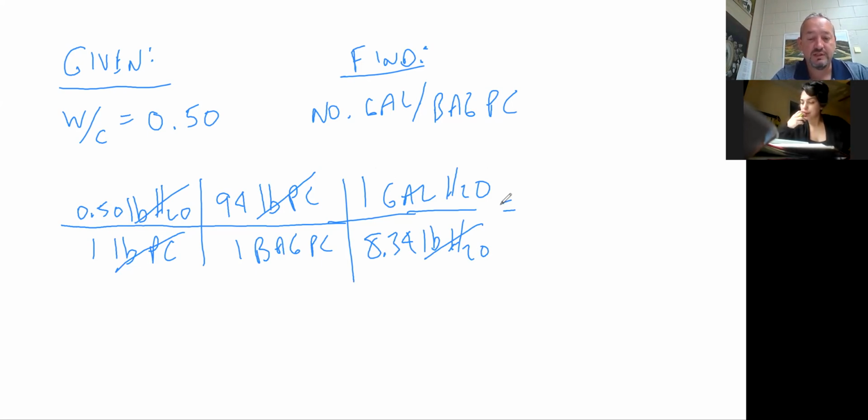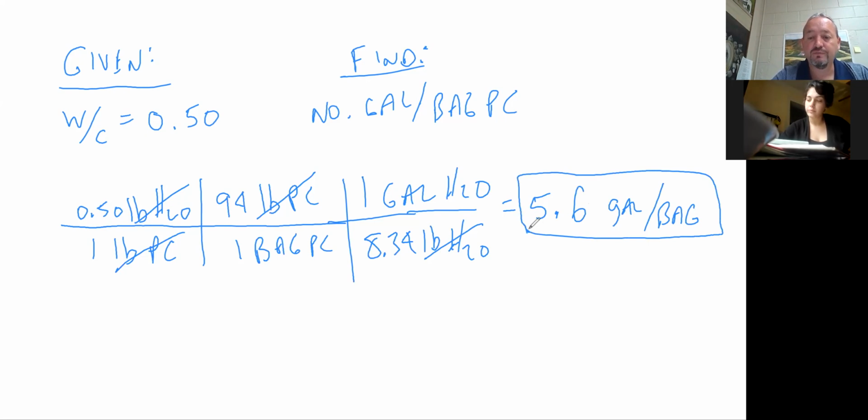So the way that I would do this would be 0.5, everything across the top I'm going to multiply, times 94 times 1, divided by everything on the bottom, divided by 1, divided by 1, and divided by 8.34. That's going to give me about 5.6 gallons of water per bag of Portland cement. That's kind of how that works.